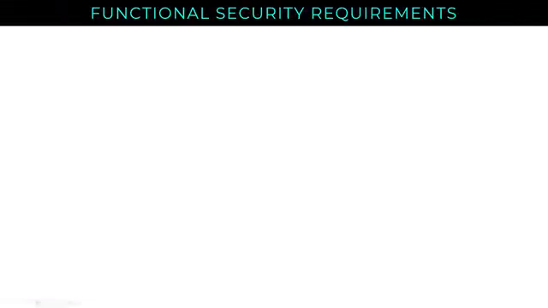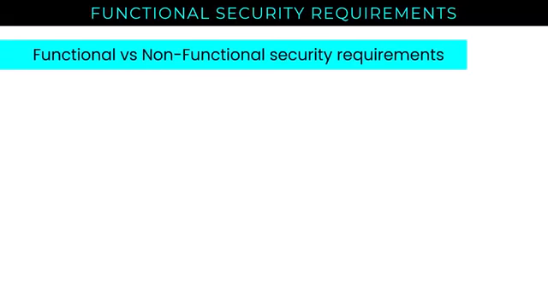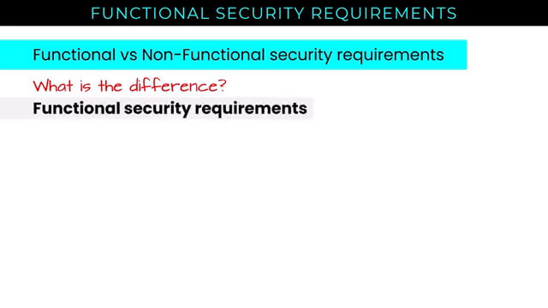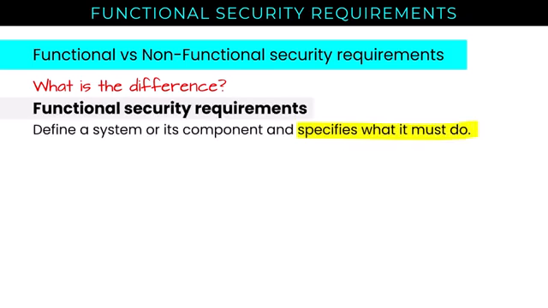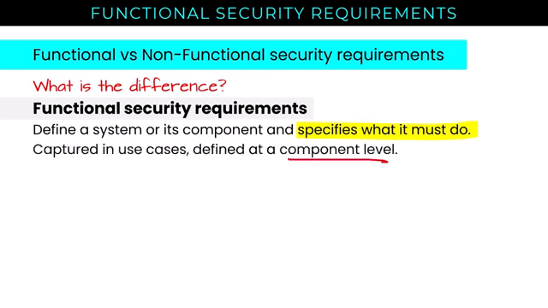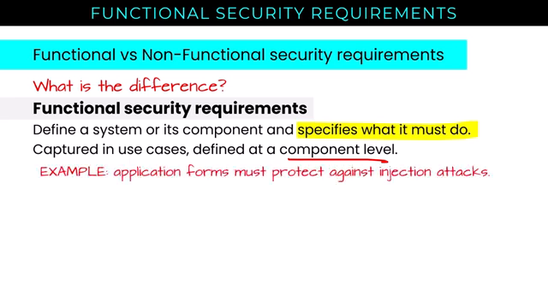Functional security requirements. So what's the difference between functional and non-functional security? Well, functional security requirements define a system or its component and specify what it must do. It's captured in use cases. It's defined at a component level. For example, application forms must protect against injection attacks. We do this by writing input validation into our application forms. It specifies a specific function.